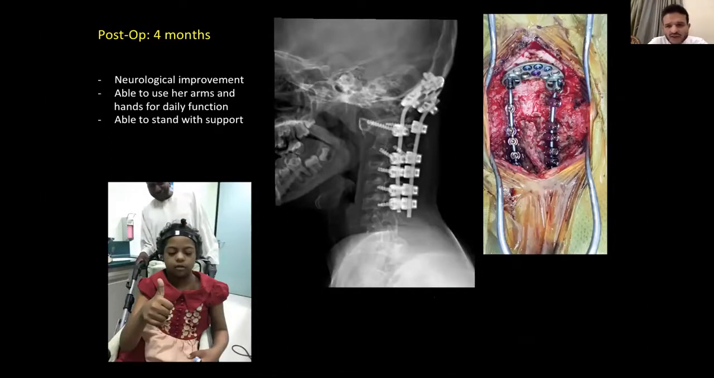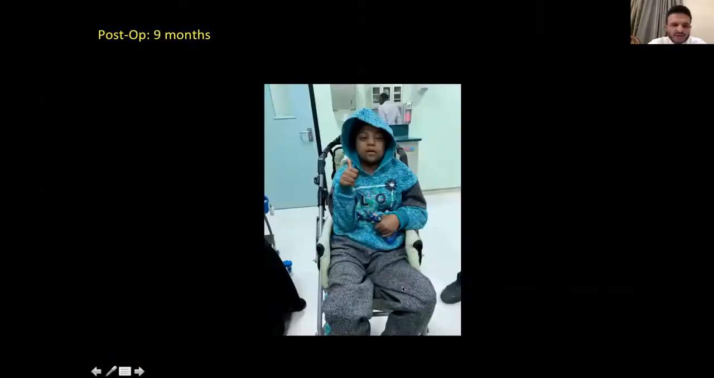So we were lucky because she was in close follow-up, and she had good neurological improvement. She was able to use her arms and hands again for daily function, and she was able to stand with support. And I followed her up until she went back to her country. That was until 9 months after the procedure. So this raised questions.